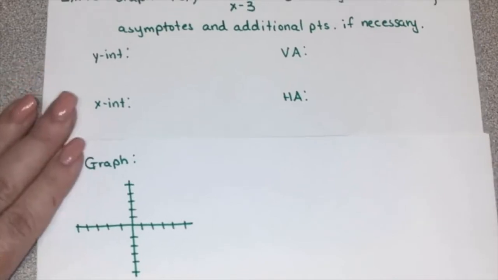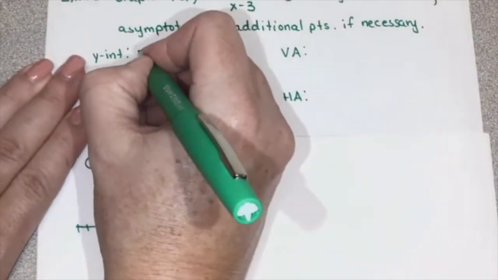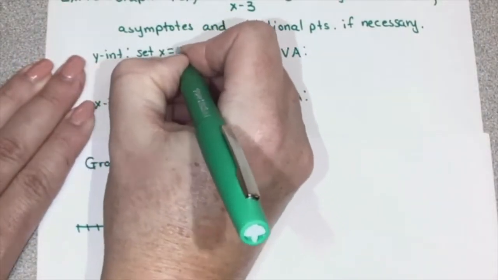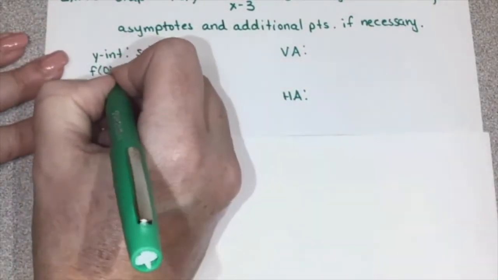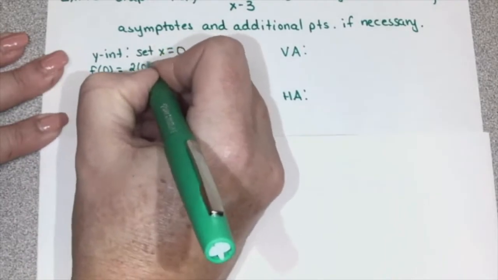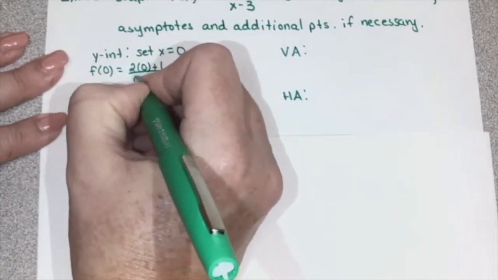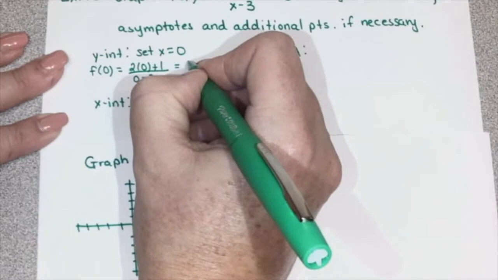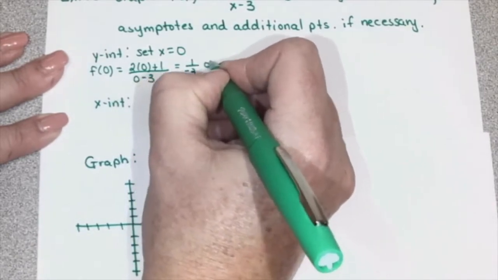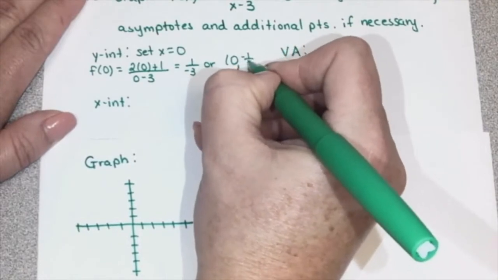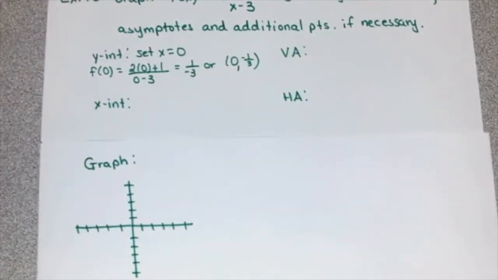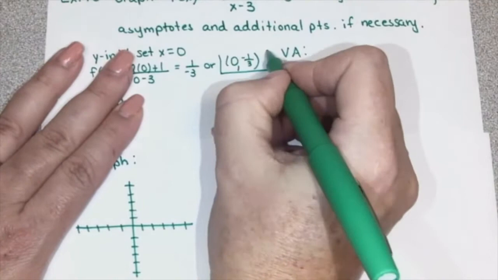So let's run through, how do you find the y-intercept again? Set x to 0, right? So you just need to find f of 0. You do 2 times 0 plus 1 on top, 0 minus 3 on bottom, so you get 1 over negative 3. How would I write that as a point again? 0 and then negative 1/3. Notice it doesn't matter where you put the negative sign. So I'm going to circle that.